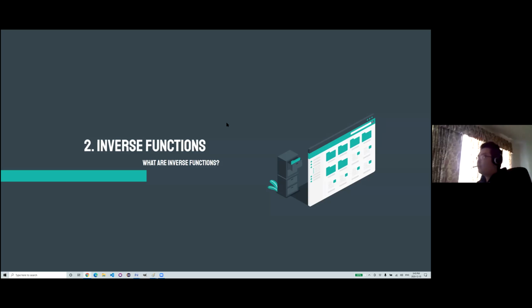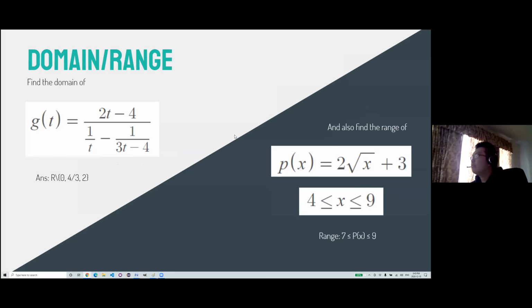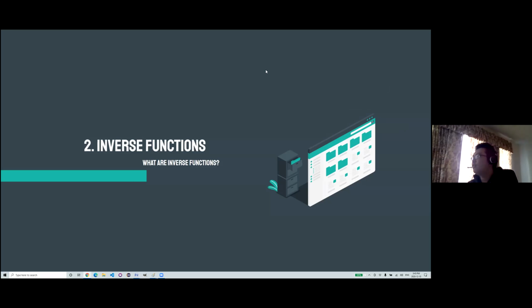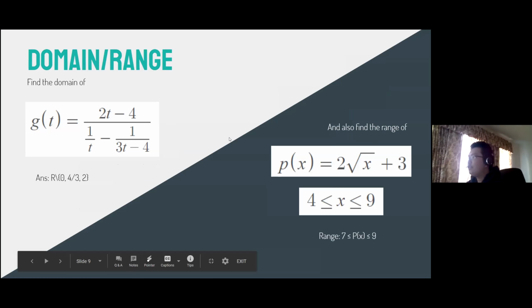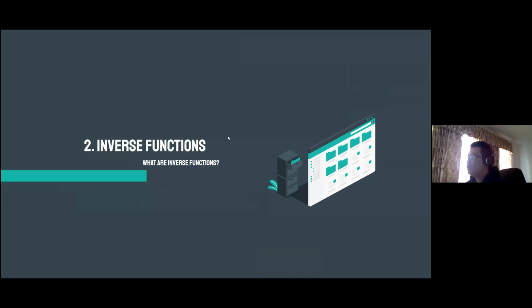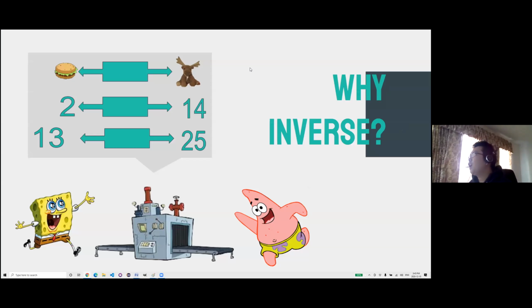Okay, so the first half of the lesson, just a really quick recap, was talking about what functions are, how you define them, and the domain and range. The next thing we're going to talk about is a special type of function called the inverse function. All right, so let's first of all talk about what inverses are.